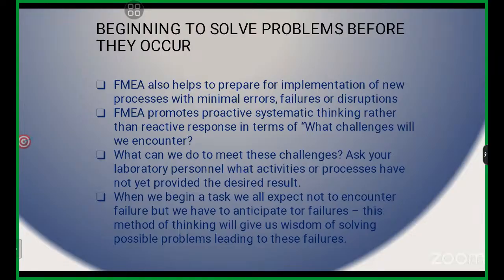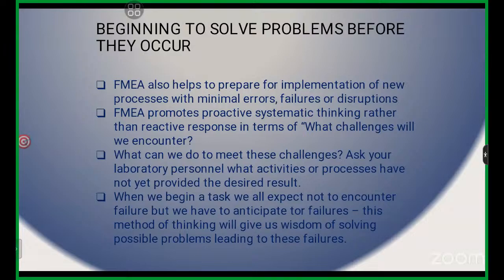It's a question that we need to ask ourselves. Before you introduce a process, you need to ask yourselves, what challenges are there beforehand? What can we do to meet these challenges or to mitigate them? Ask your laboratory personnel, what activities or processes have not yet provided the desired results?